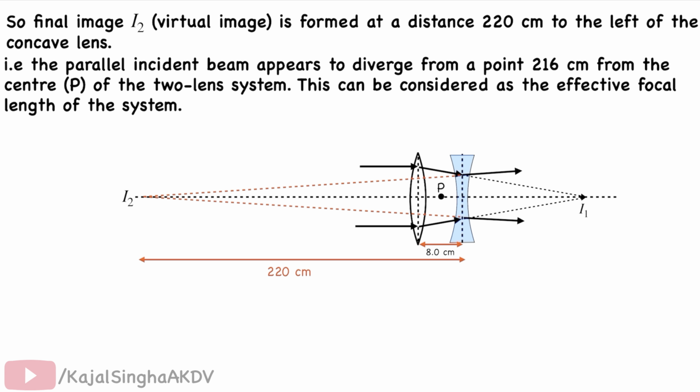We have calculated the effective focal length from a point which is the midpoint of the two lenses, that is from point P. So effective focal length for this combination is 216 centimeter from the center of the two lens system when parallel beam is first incident on the convex lens.